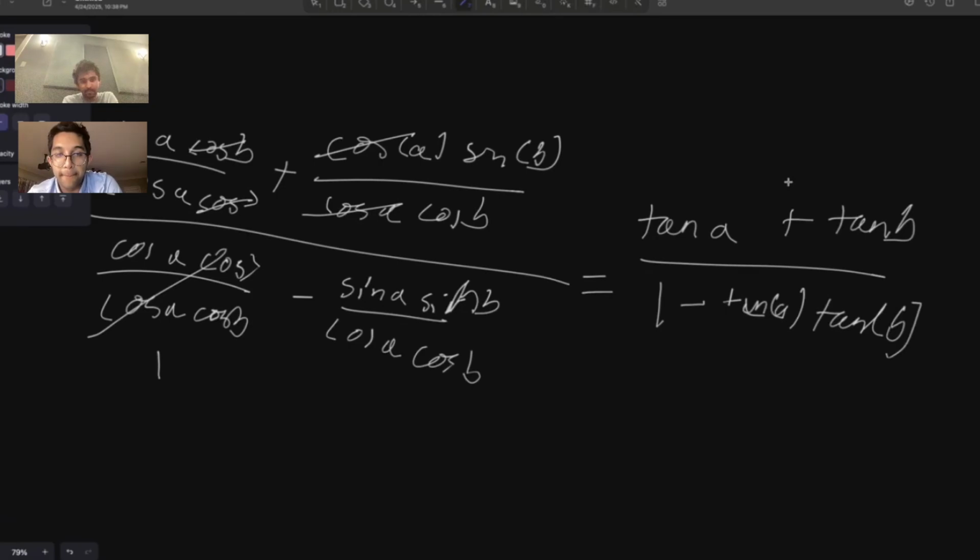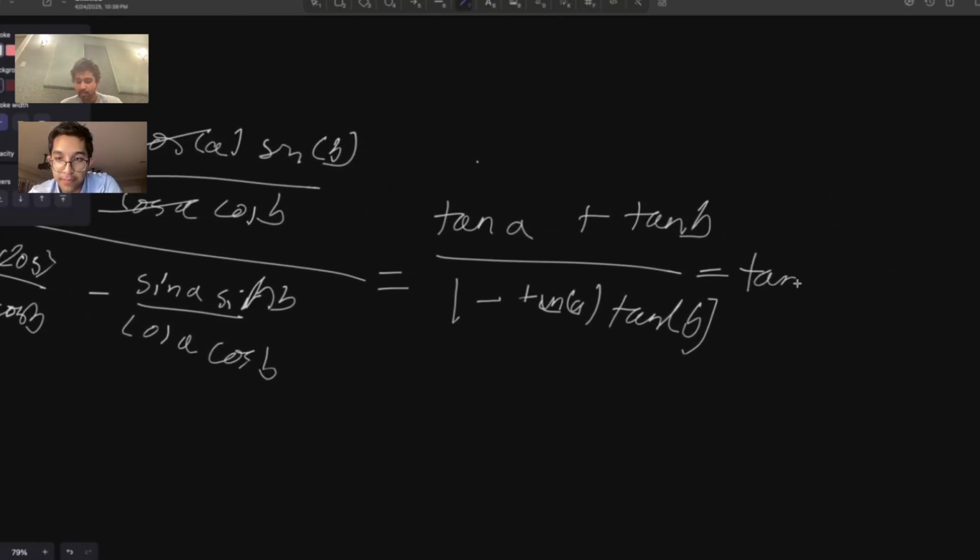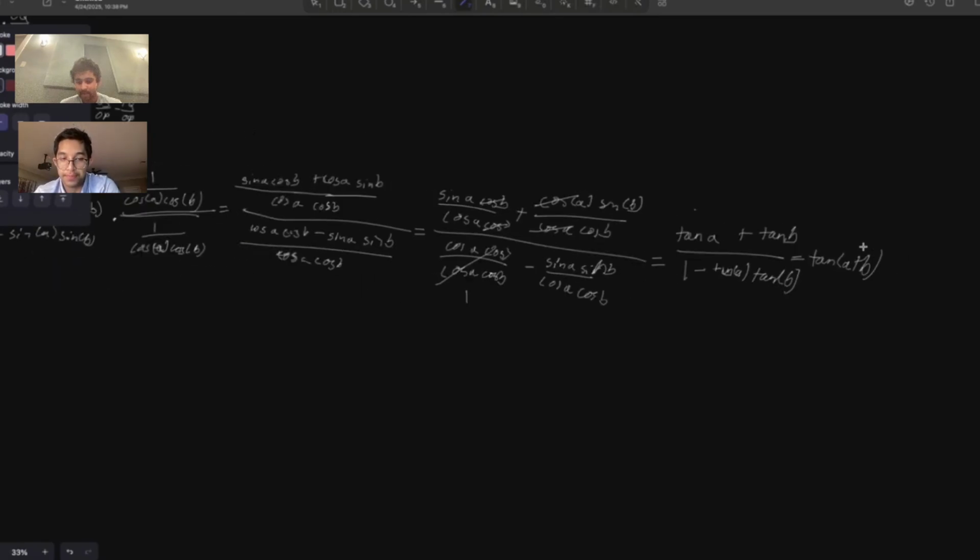Make sense? And this formula would be for the tangent of A plus B, right? Because we're taking sine of A plus B over cosine of A plus B. This is equal to the tangent of A plus B. Cool.